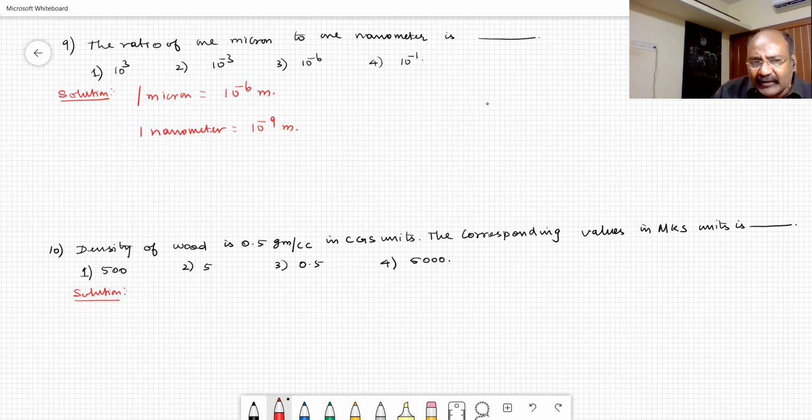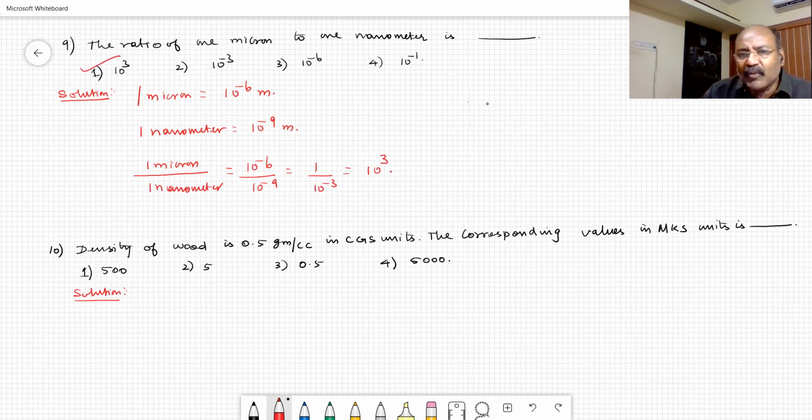The ratio of 1 micron to 1 nanometer: ratio means you divide one by the other. So 1 micron divided by 1 nanometer is equal to 10 power minus 6 divided by 10 power minus 9. On dividing this, you will get 1 divided by 10 power minus 3. Taking it to the numerator, the ratio is 10 to the power of 3. So option 1 is the correct answer for the ratio between 1 micron and 1 nanometer.